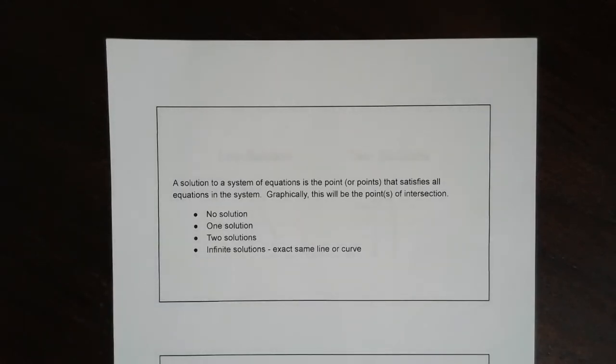So in this unit, we are talking about two equations that are living together on the same graph, and our job is to figure out when they intersect, if they intersect at all, or if they are always intersecting because they are the exact same graph. So we have four options that we're going to see in this unit.